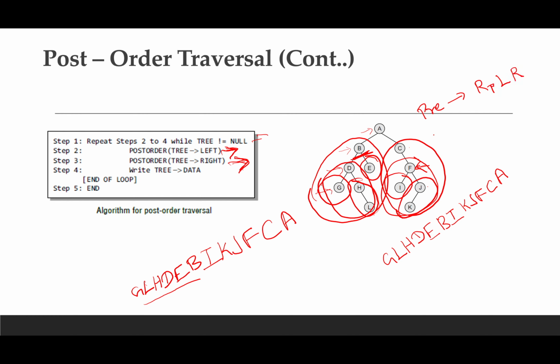The next one is in-order. In-order means in. You remember the in: root is in. So left, root, then right. Then next is post order. You remember post means later. So root is at the end: left, right, and then root. If you remember this, it is easy for understanding. So this is about the post order traversing.